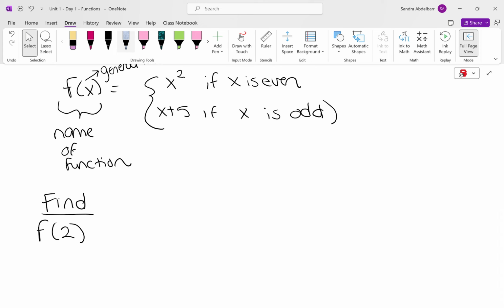Is 2 even or odd? Even. So am I going to plug it into x squared, or am I going to plug it into x plus 5? X squared, because 2 is even. So it said plug it into x squared if it's even, plug it into x plus 5 if it's odd. So f of 2 is going to equal 2 squared, which is 4. So 2 was my input, and 4 is the output. X squared was the machine, the function machine.